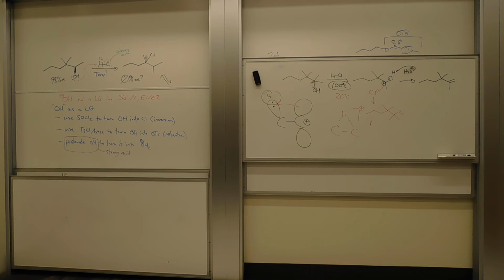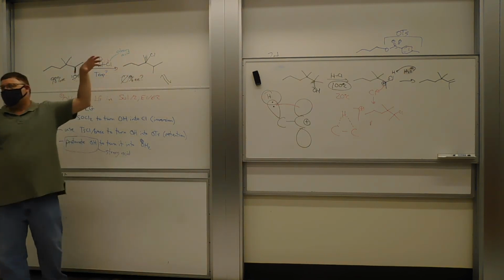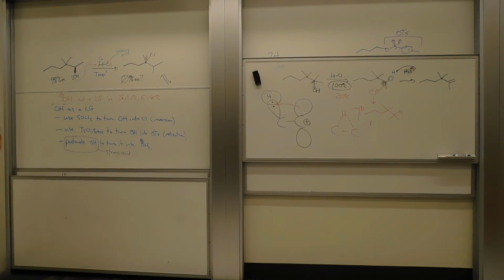If I ask you for a mechanism to explain how a product forms where our groups move, a group comes off carbon 2 and goes on carbon 3, you should consider a rearrangement. Questions about that?